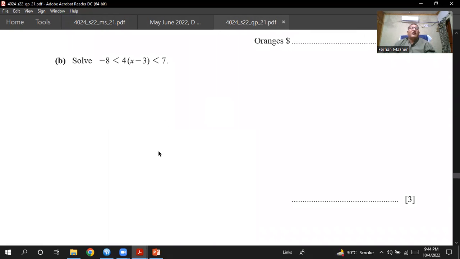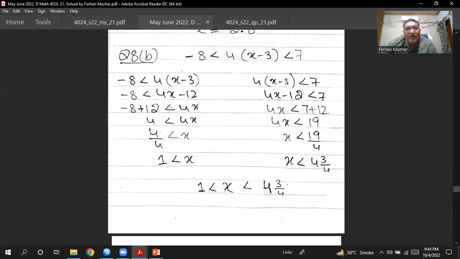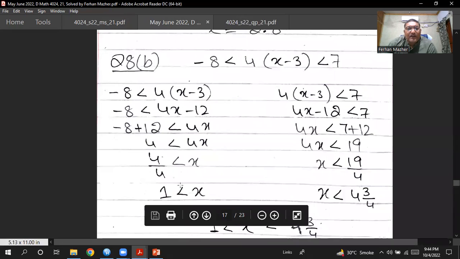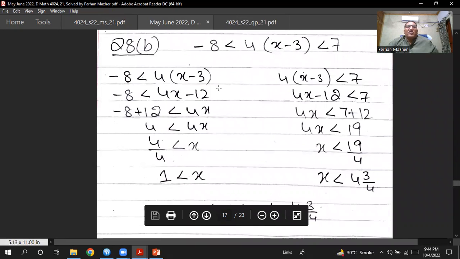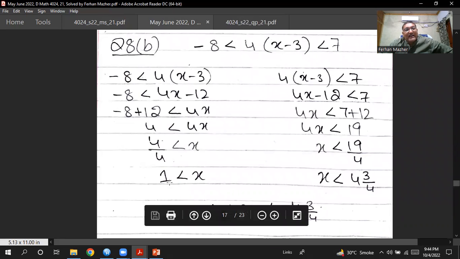Now he says solve -8 is less than 4 bracket x minus 3 bracket close less than 7. So you know the method is you solve first of all these two, then you solve these two, and then you can represent this on a number line also. Okay, so we are going to do this. I will take this portion and I will solve it here. So -8 less than 4 bracket x minus 3 bracket close. So -8 is less than 4x minus 12. So -12 will go to the other side. So -8 plus 12 less than 4x. So 4 less than 4x. 4 by 4 less than x. So 1 is less than x, or x is greater than 1, you can say.